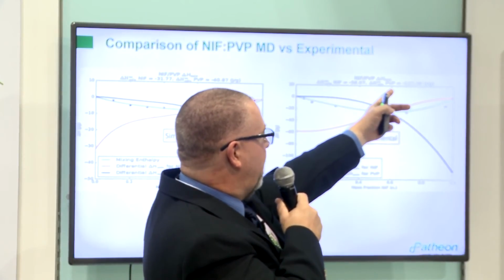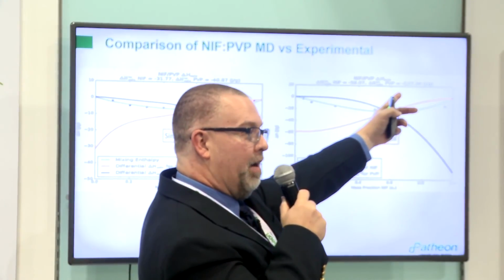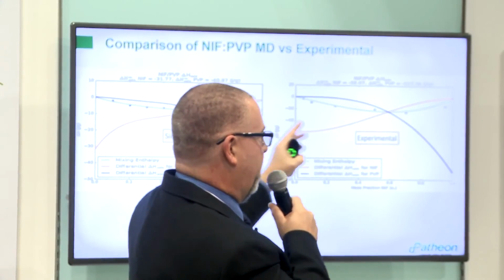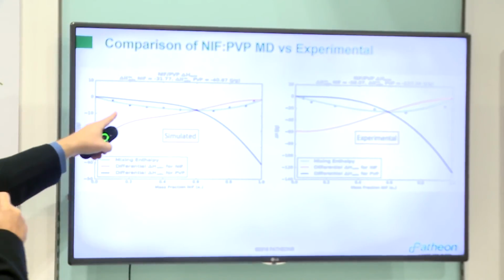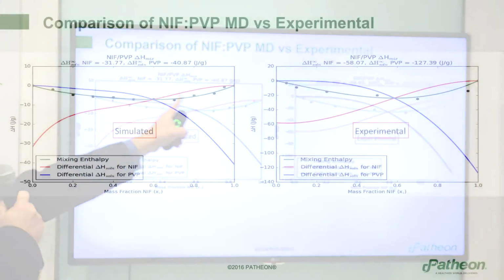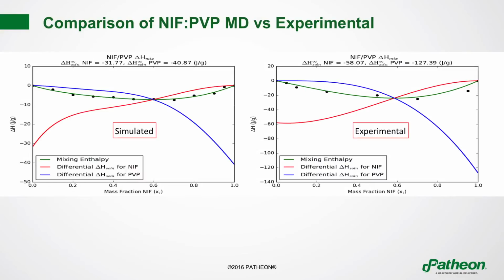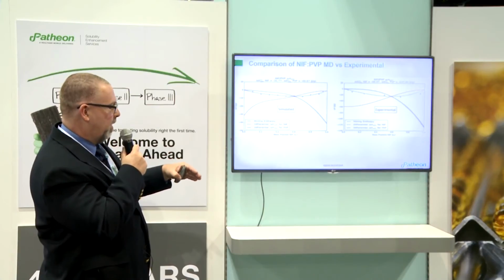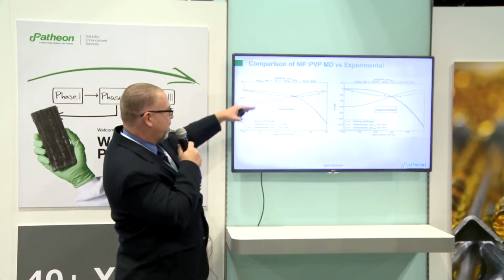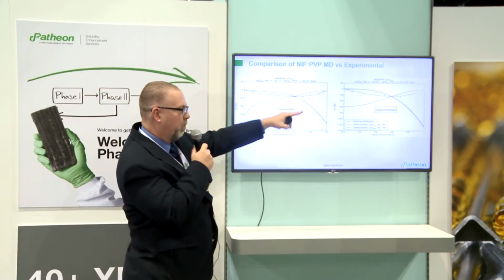And for PVP, if you take 1 gram of PVP and put it in pure nifedipine, you'd get back about 127 joules per gram. If you look at the simulations, we're actually well within an order of magnitude of that. In fact, pretty close to that. And I think if we improve the charge model and the van der Waals radii of the atomic nuclei within the simulation, we'll actually see these values start to approximate what we see over here.